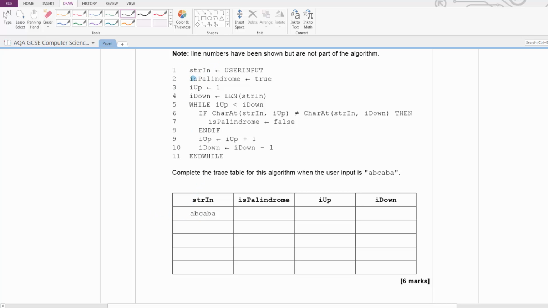Then we have is_palindrome as true, so automatically we assume it's true. We then have the variable i_up as 1, so we can fill that in. We then have i_down as the length of str_in, and this is 1, 2, 3, 4, 5, 6. We're doing this in the same line because it's all part of the same process. We don't do a line per line in the code. Hopefully you'll see what I'm doing as I go through it.